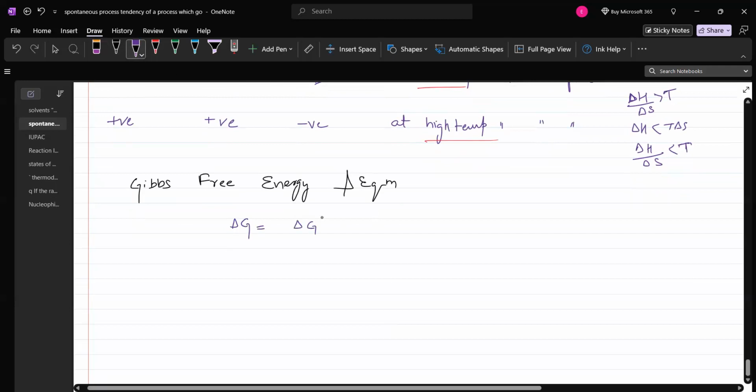Delta G is equal to delta G naught plus RT ln Q, where Q is the reaction coefficient.